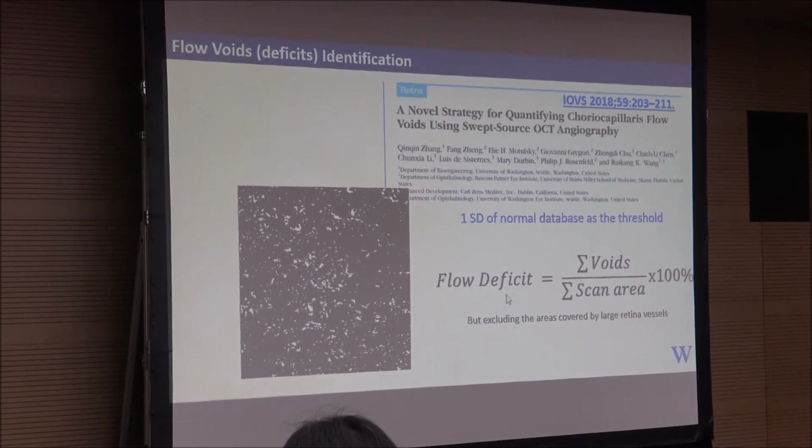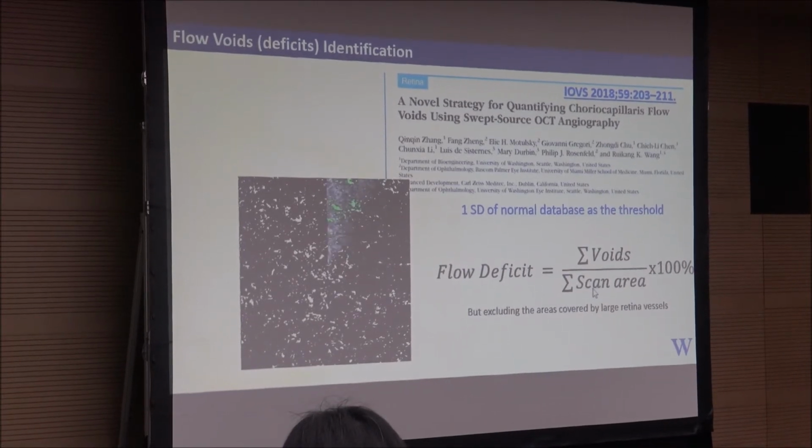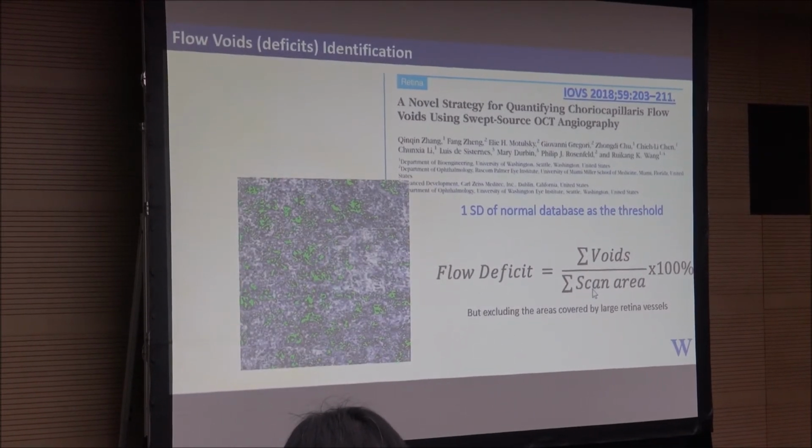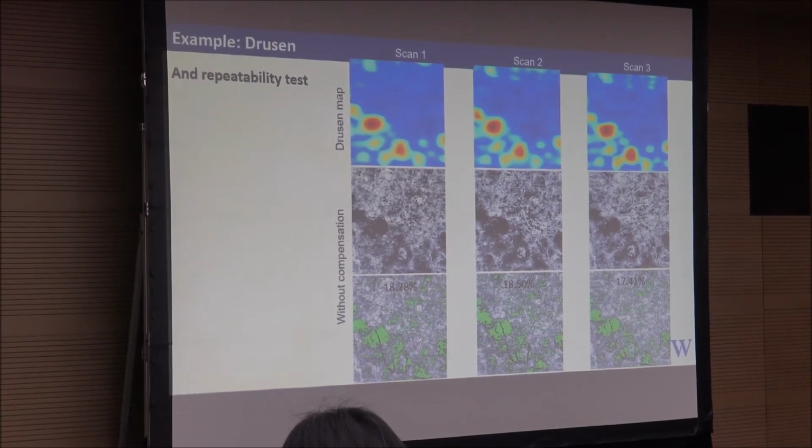We call it flow deficit. It basically is all the areas of the voids divided by your scanning area, which gives you a percentage of the flow deficit. And you can overlay this one over here. So that's the flow voids in this subject. And we tested how repeatable the measurement is. We use the drusen case, and we scan 3 times.